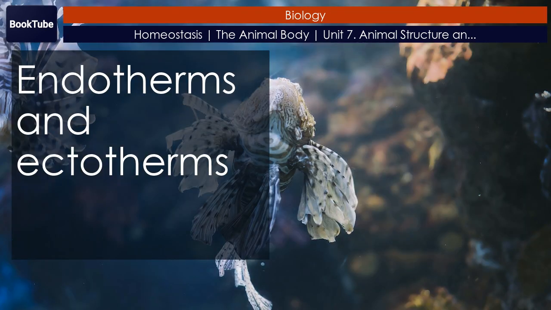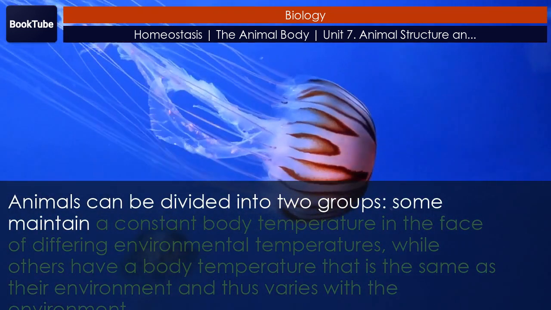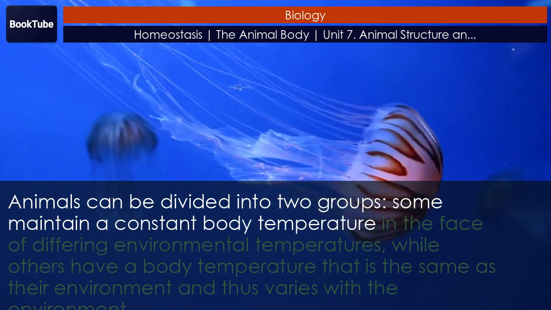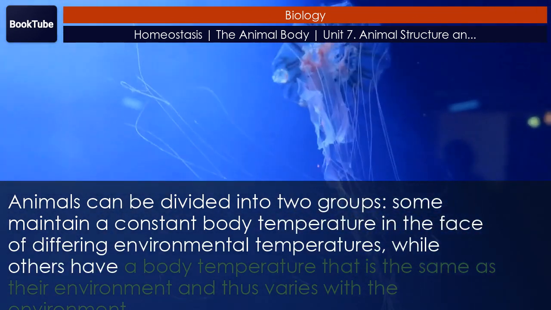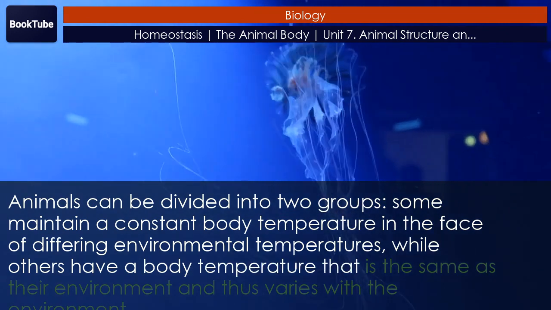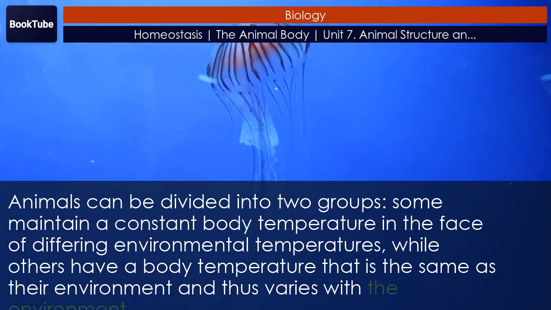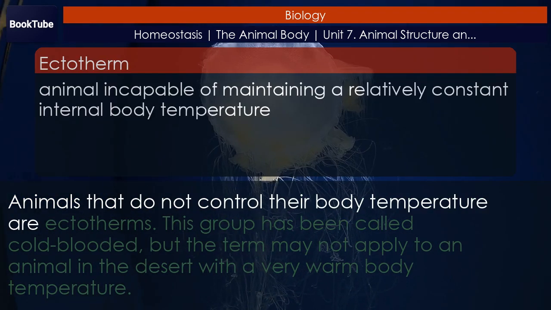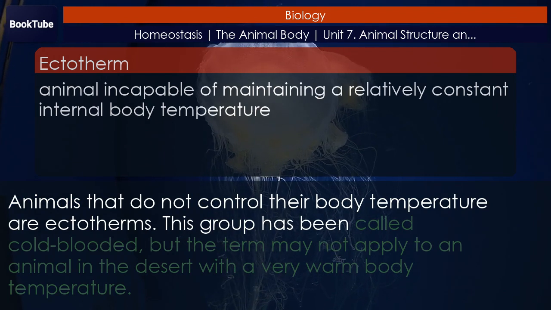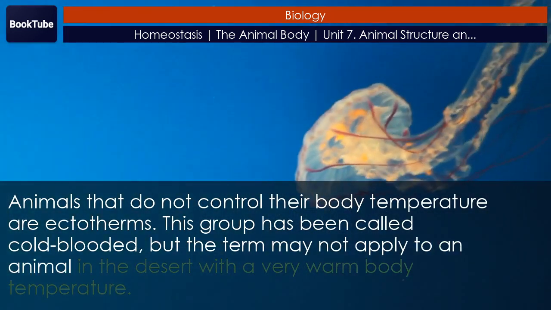Endotherms and ectotherms. Animals can be divided into two groups. Some maintain a constant body temperature in the face of differing environmental temperatures, while others have a body temperature that is the same as their environment and thus varies with the environment. Animals that do not control their body temperature are ectotherms. This group has been called cold-blooded, but the term may not apply to an animal in the desert with a very warm body temperature.